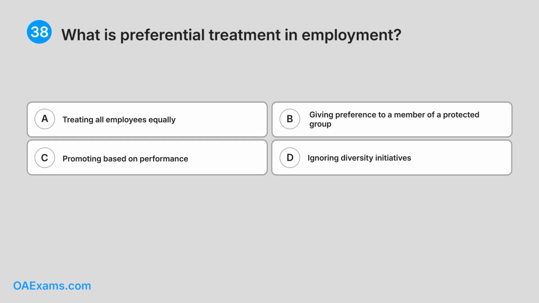38. What is preferential treatment in employment? A. Treating all employees equally. B. Giving preference to a member of a protected group. C. Promoting based on performance. D. Ignoring diversity initiatives. Do you know the answer?